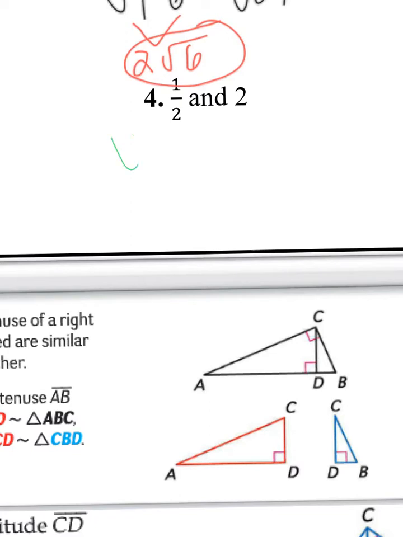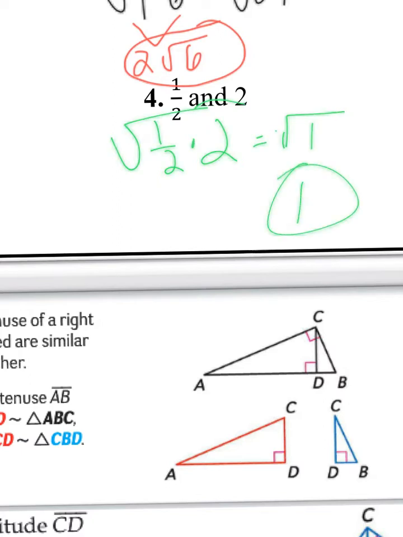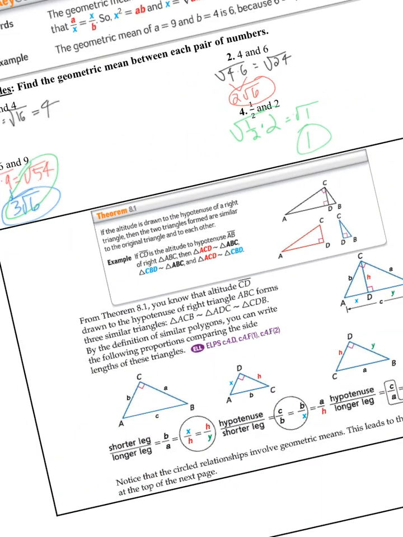And then this one is actually really simple, just maybe trying to throw you off because there's a fraction. The square root of 1/2 times 2. Well, what's half of 2? That's 1. What's the square root of 1? 1. 1 squared is 1, and the square root of 1 is 1. Everything's easy when you're just dealing with 1.